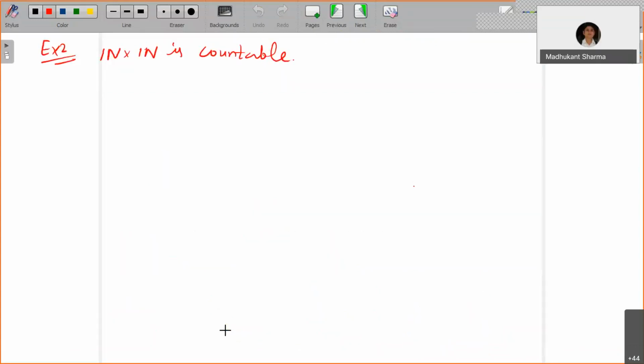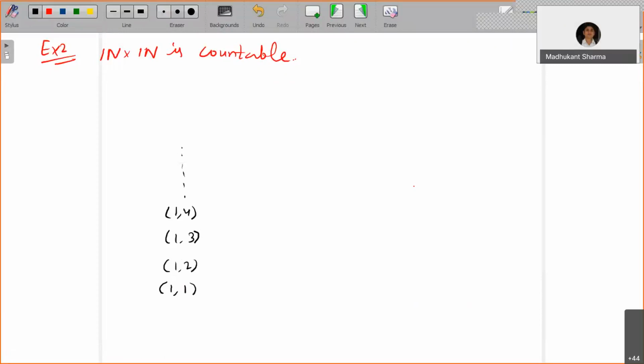Now, N cross N is also countable, so that we are going to show now. We have to define a map which should be a bijection from N cross N onto N. So what you can do is, here is the way. We have the following diagonal structure. We are going to order the pairs of N cross N as follows. So 1 comma 1, 1 comma 2, 1 comma 3, 1 comma 4, and so on.